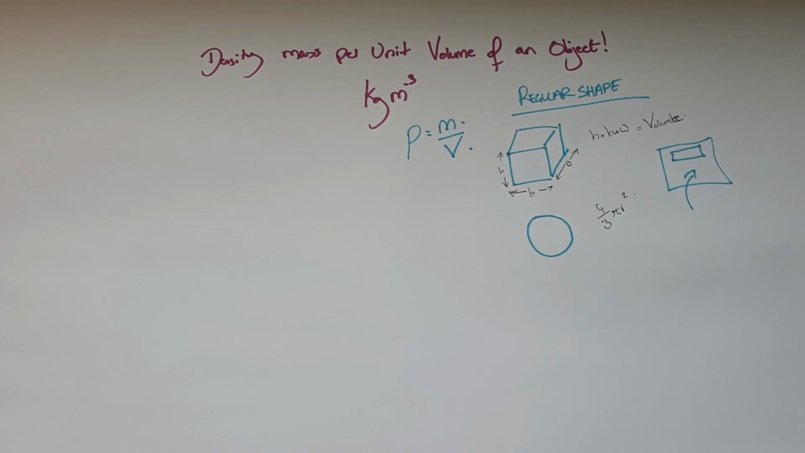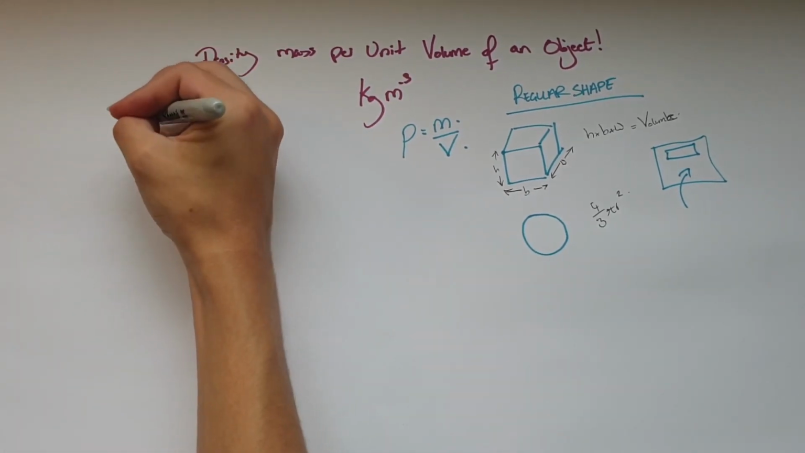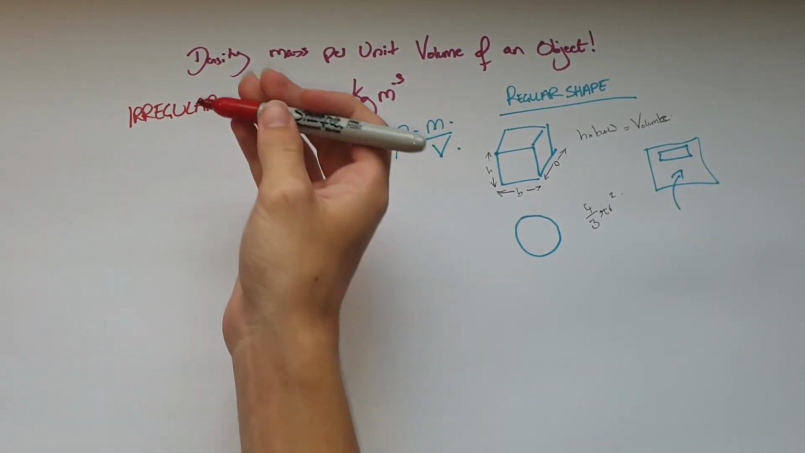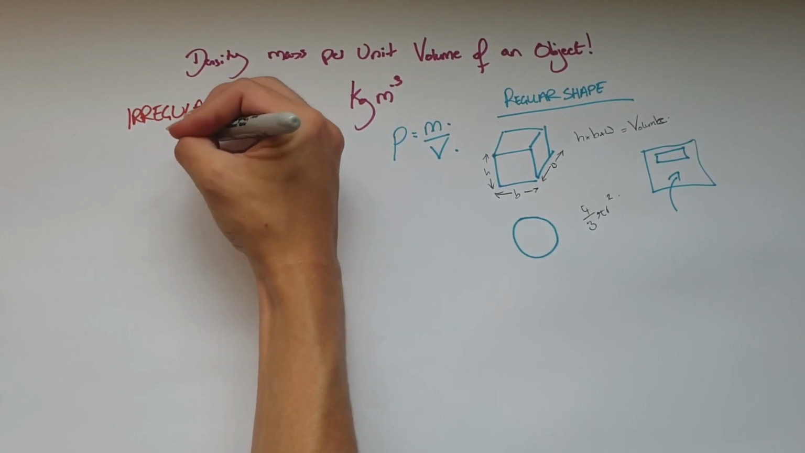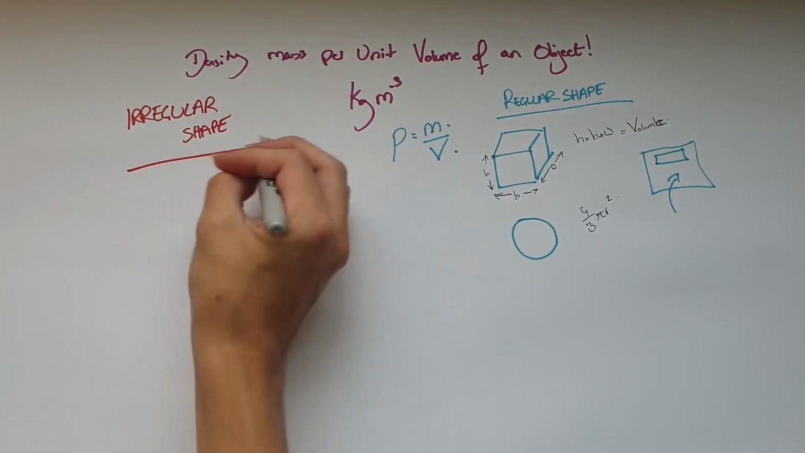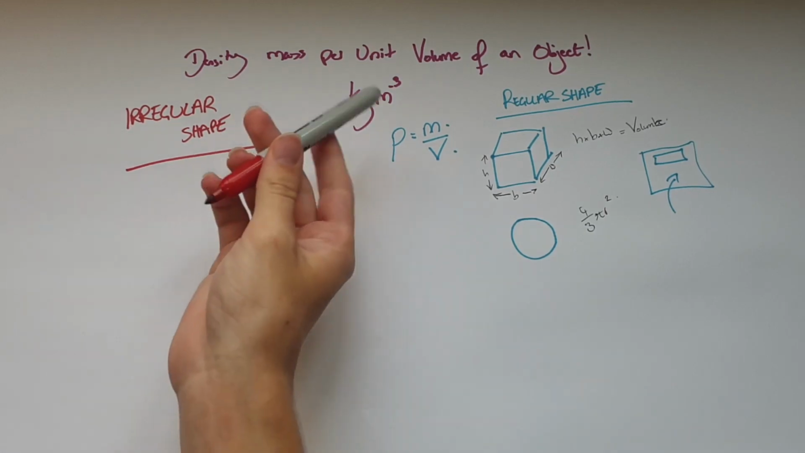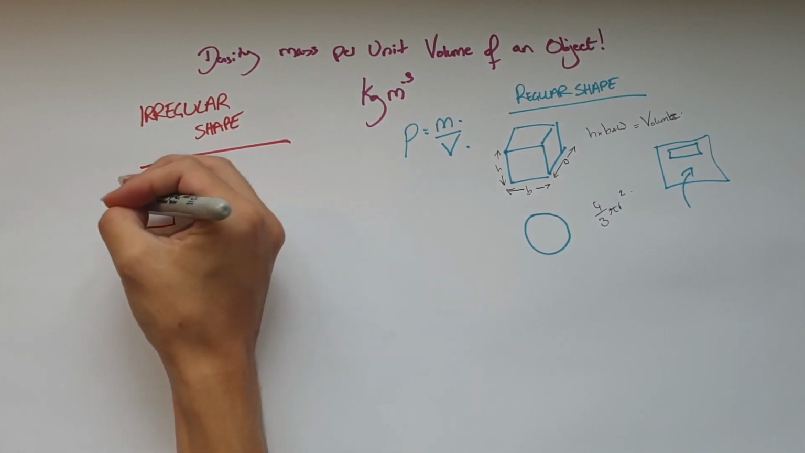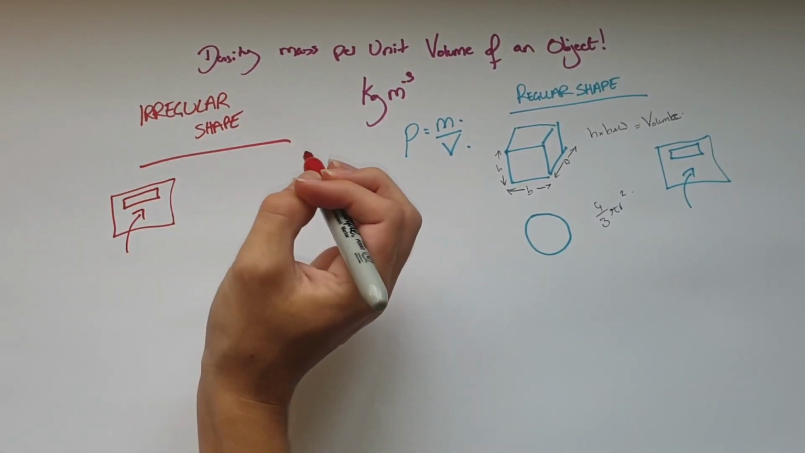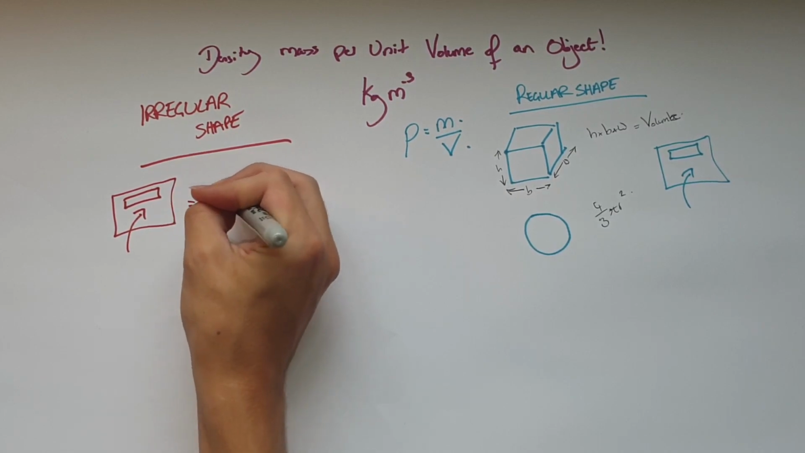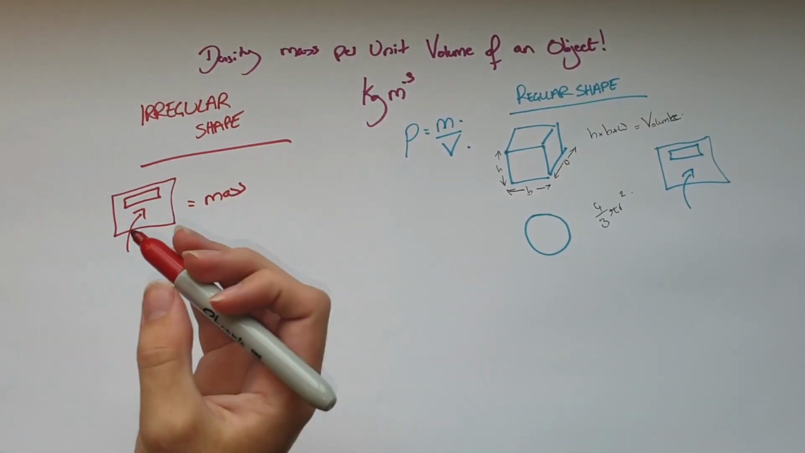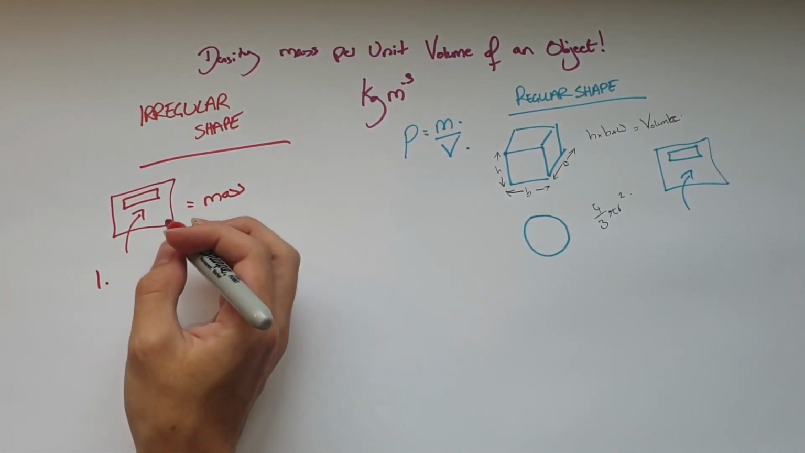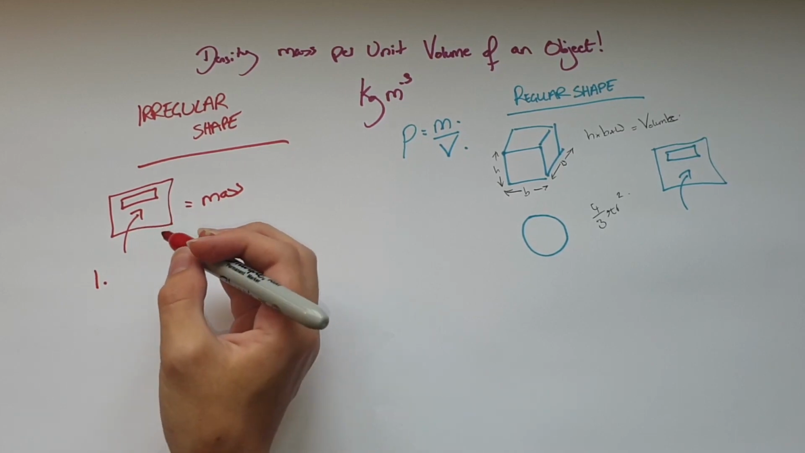However, if you have an irregular shape, something that's not really a cube, or it's just a mixture of things, then you still need to find a way to calculate the mass and the volume. You can still calculate the mass with weighing scales. However, the volume is different. It can be found in two ways, depending on the size and dimensions of it. The first way is by using a displacement can.